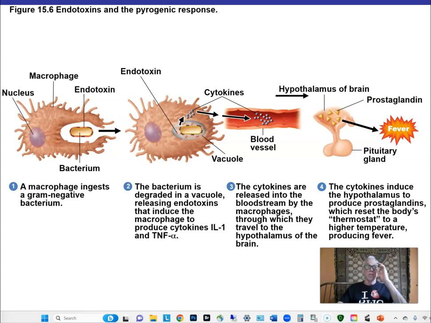Anyway, if endotoxin gets into the blood, then it can go to the hypothalamus. Prostaglandins will be synthesized in response to these endotoxins, this inflammatory capability. And then one of the things that will happen is the hypothalamus will upregulate the body temperature, and that's what we call fever. We have a new regulated value for body temperature that's higher.